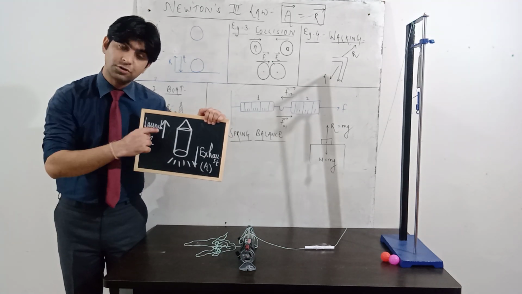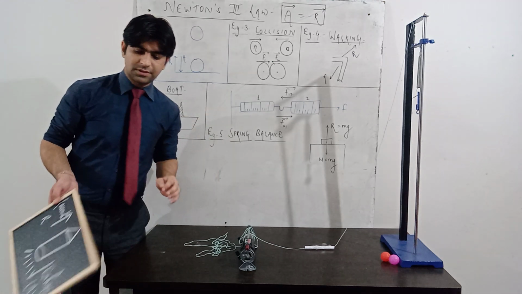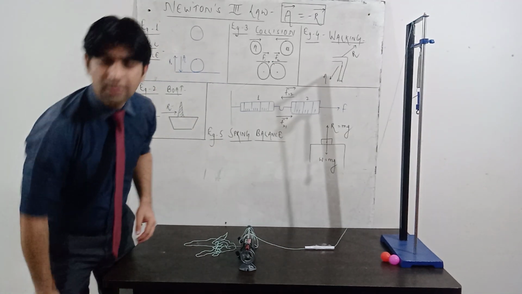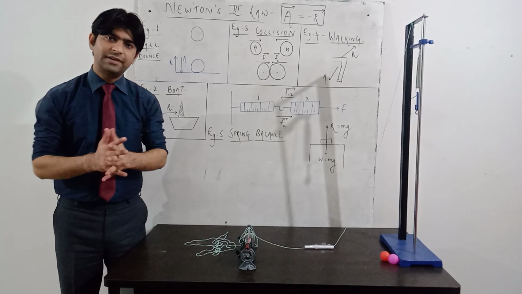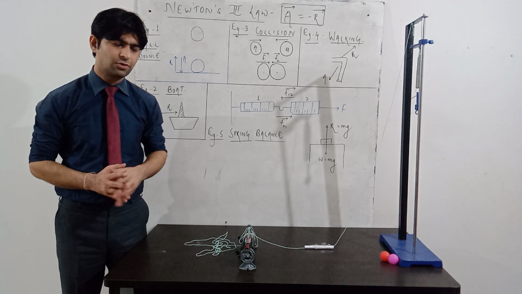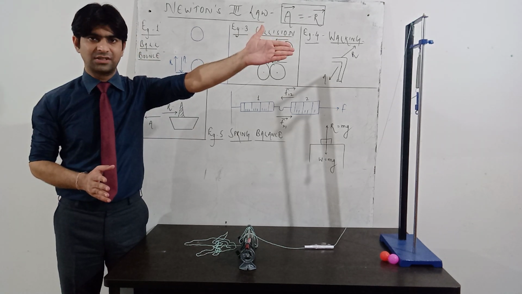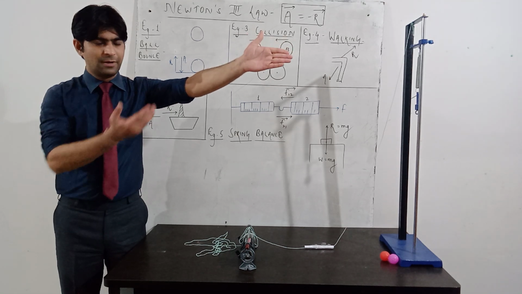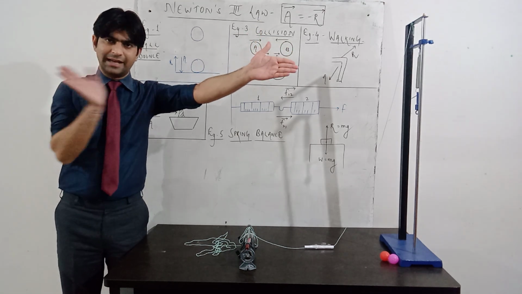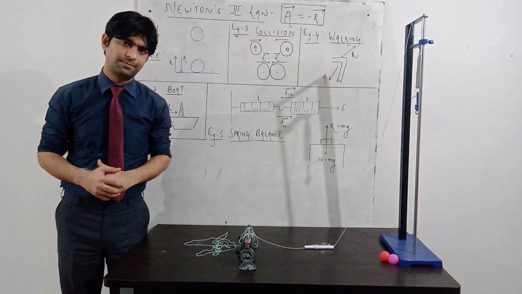Okay, the magnitude will also come the same. So this is Newton's third law: every action has an equal and opposite reaction. If you have observed this demonstration, the balloon has moved in that direction. That is what we call reaction. Why? Because the exhaust gases are exhausting in this direction, so the balloon is going in that direction.